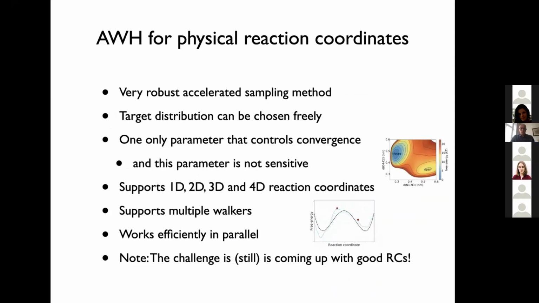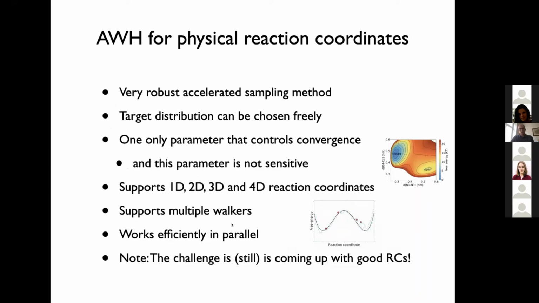Okay, so this was the part on physical reaction coordinates, where hopefully I've shown that the method is very robust. You can choose your target distribution freely. There's only a single parameter that controls convergence, which is also nice. This parameter is not very sensitive. You can have different dimensionalities. You can have multiple walkers. It works efficiently in parallel, which is also nice.